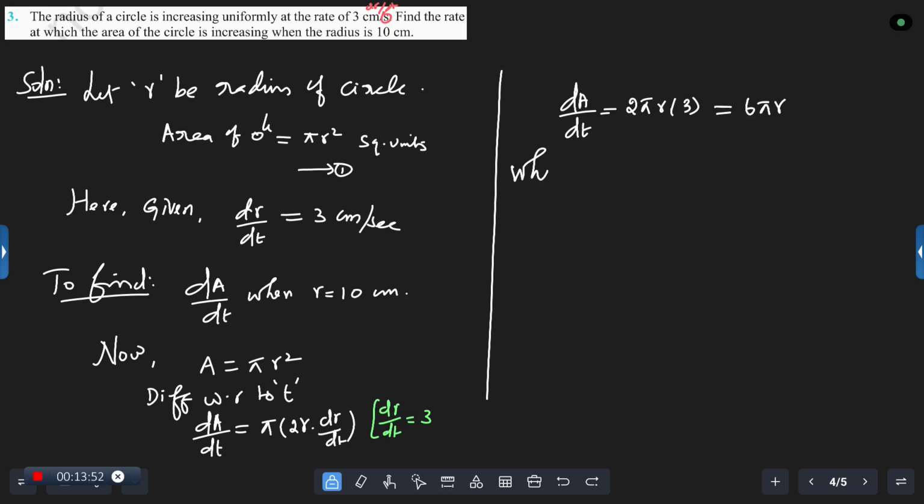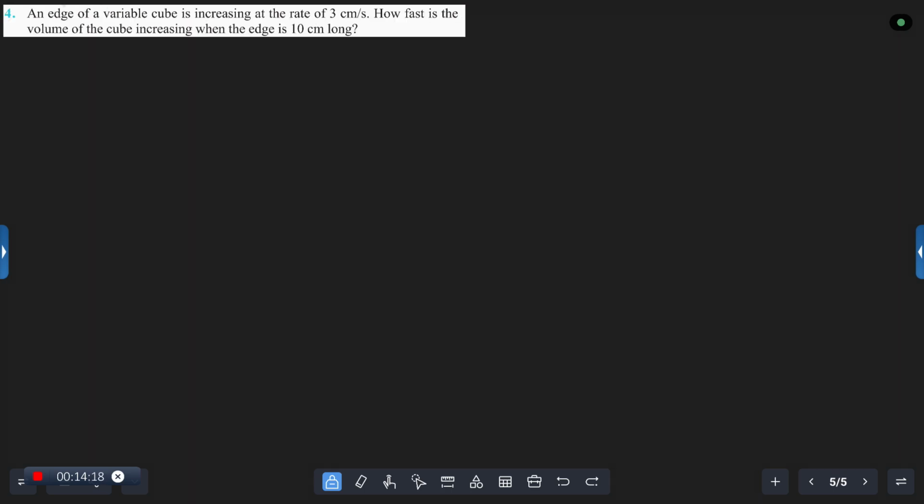When r equal to 10 centimeter, the rate of change in area with respect to time is 6 pi into 10, that is equal to 60 pi centimeter square per second. Clear? Any doubts? Next question number 5. Important sum it is also. Most of the questions they are asking, people are very interested to ask 3 more questions, 2 more questions from this exercise.